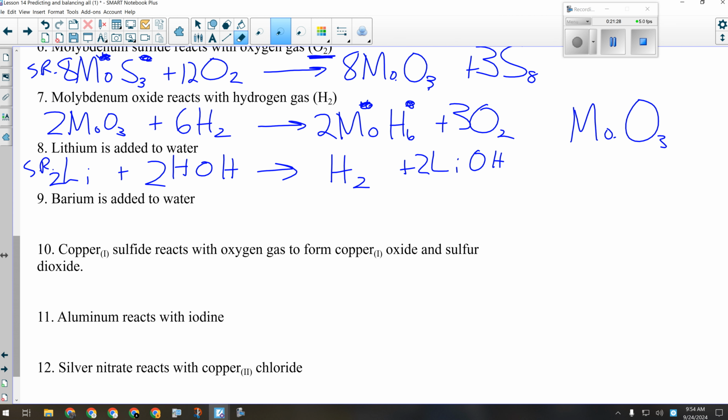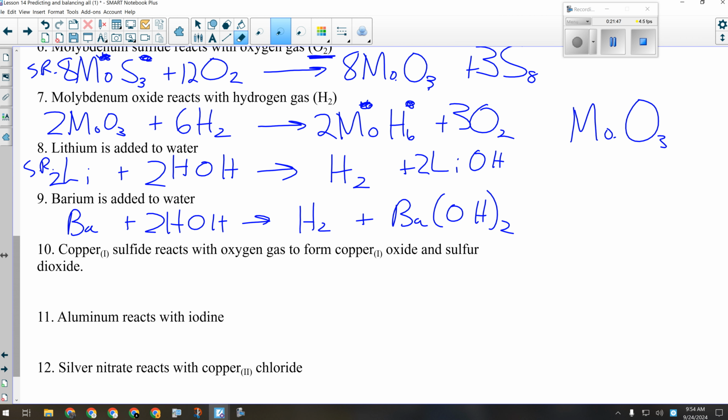For number 9, barium is added to water. We had a lot of these ones added to water. HOH. So that's going to give me, again, hydrogen gas, barium hydroxide. Dropped and swapped like that. Need a 2 there to make it all work.